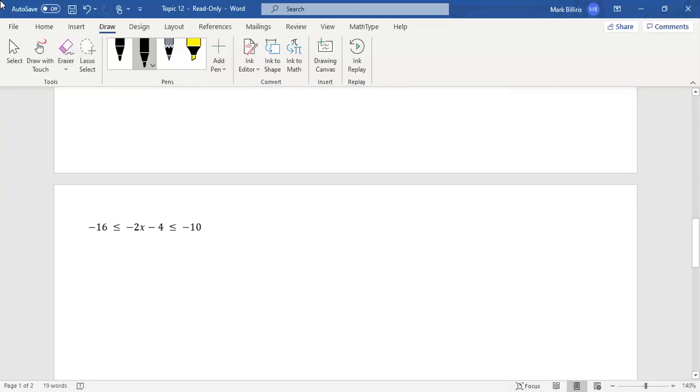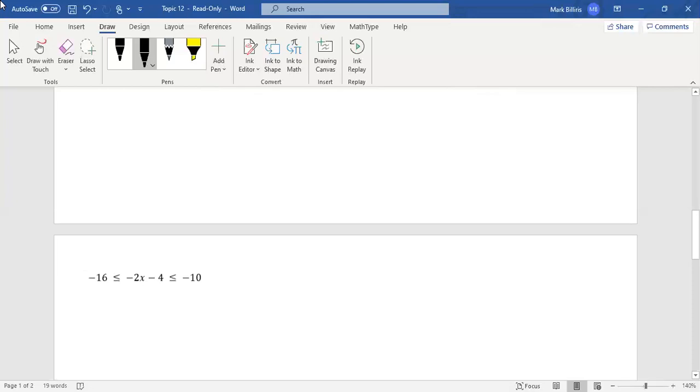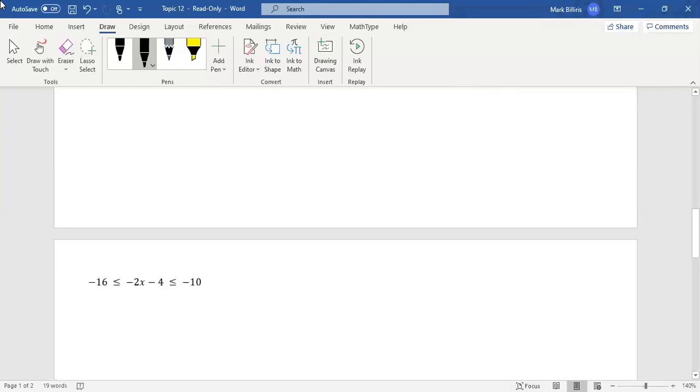Okay, let's look at a compound inequality. So here we have negative 2x minus 4 is between negative 16 and negative 10 inclusive. Some people can read it as negative 16 is less than or equal to negative 2x minus 4 is less than or equal to negative 10. The way we solve this is the same way as we'd solve any equation or inequality, but we're doing it simultaneously. So what we're going to do is isolate our variable.